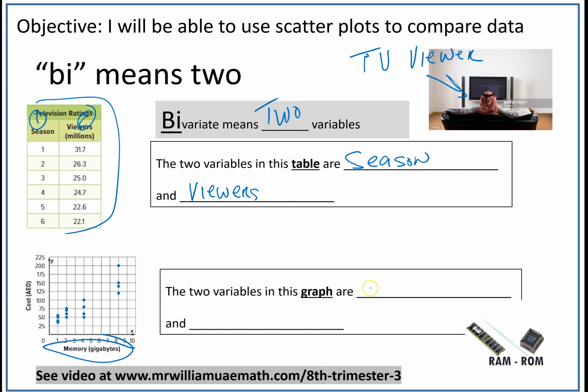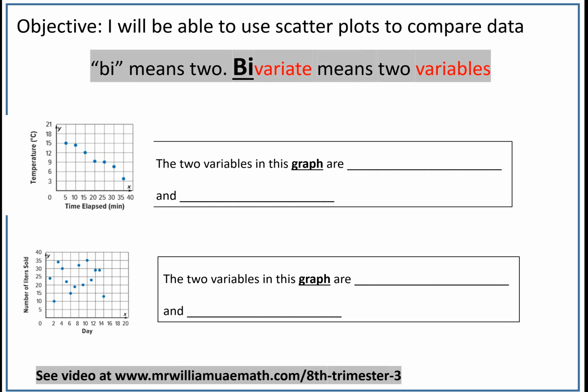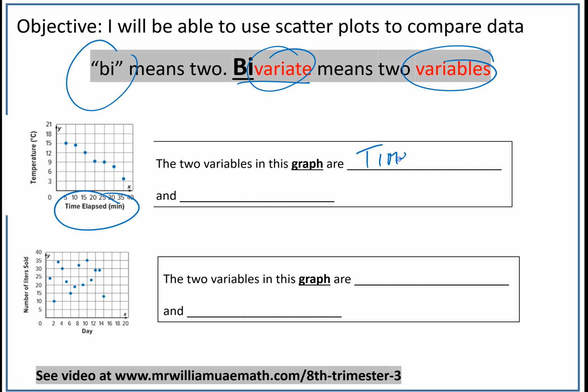All right, what are my two variables in the next graph? Well, we have memory, measured in gigabytes, and then you have cost. So as your memory goes up, the cost goes up. Remember, bi means two, so bivariate means there's two variables. What are my two variables in this one? Well, it's time in minutes and temperature in Celsius.